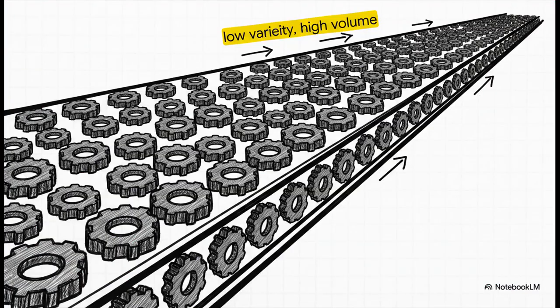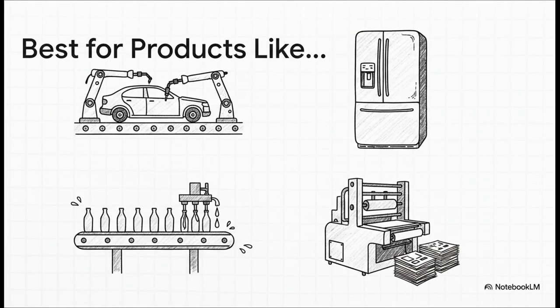A flow shop is designed to do one thing, or maybe a very small number of things, incredibly well and incredibly fast. Here, it is all about volume over variety. This should look pretty familiar, right? This is the world of mass production. Putting cars together, building thousands of identical refrigerators, bottling millions of Cokes, these are all perfect examples of a flow shop in action.